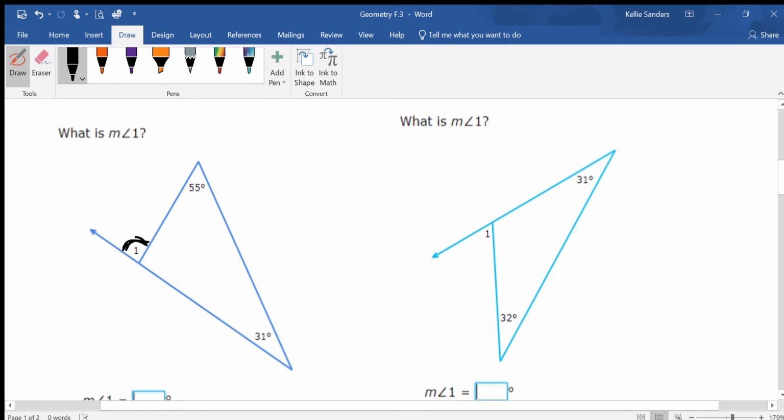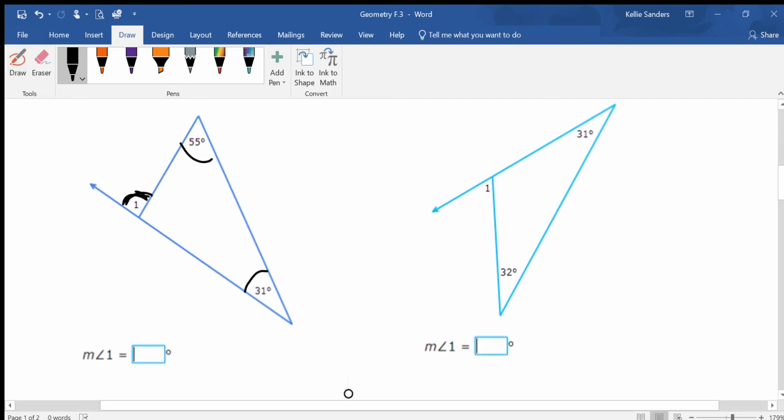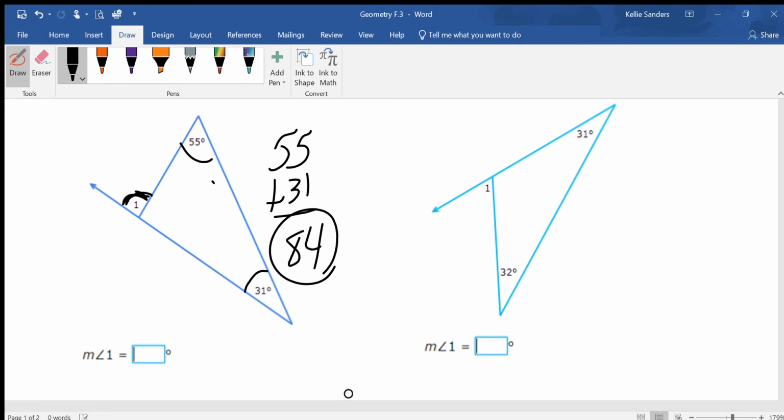Angle 1 is on the outside. 55 is not touching angle 1. 31 is not touching angle 1. So if I'm looking for how big angle 1 is, I'm going to do 55 plus 31 equals 84. If these two add up to be 84, then this one is 84. So this is 84, and then you go on to the next one.